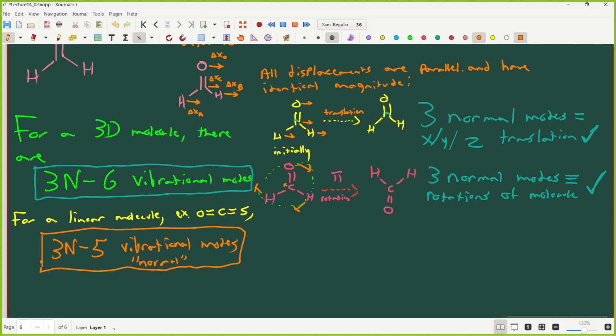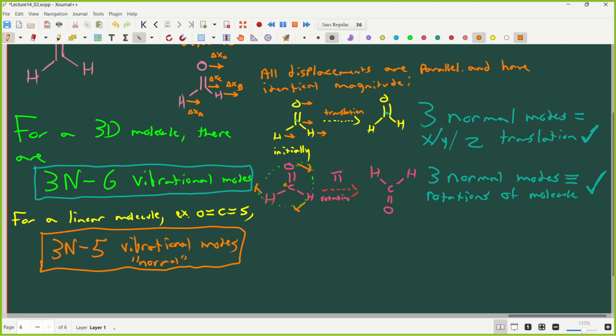Okay, so when I did all these sums of all these potential terms from 1 to 3n, all the coordinates, I didn't actually have to do that. I only needed to go over 3n minus 6 of them, because there are only 3n minus 6 collective motions in formaldehyde that actually represent vibrations. So how many is that? Well, there's 4 atoms, so it's 12 minus 6. There are 6 vibrational modes of formaldehyde. 6 unique modes with 6 unique energies and 6 unique motions.